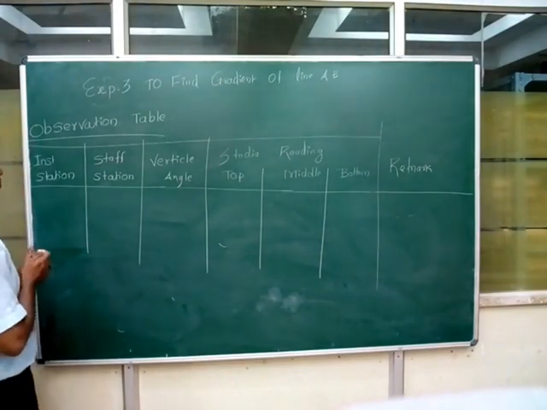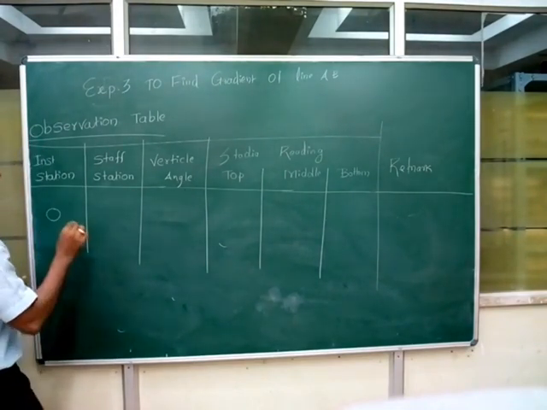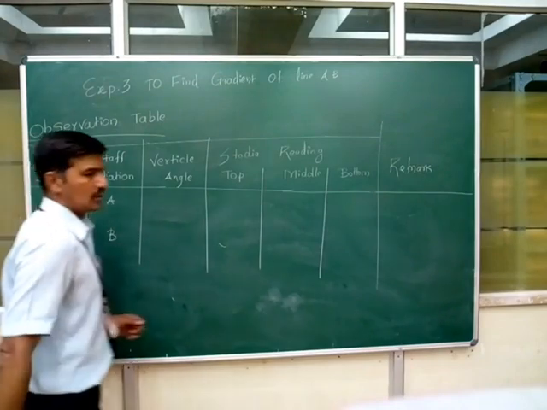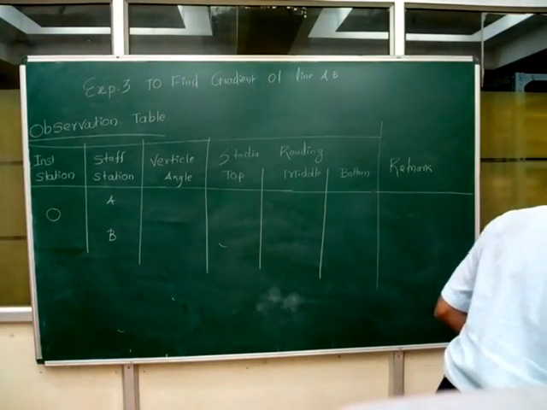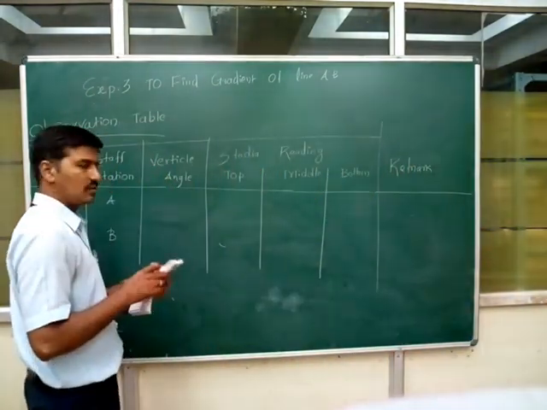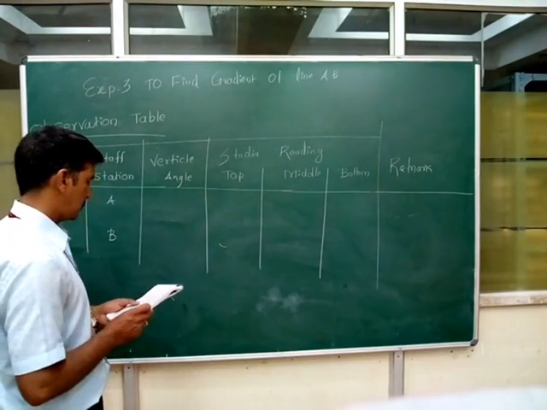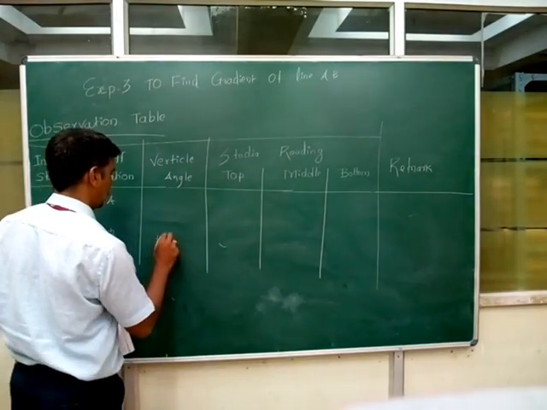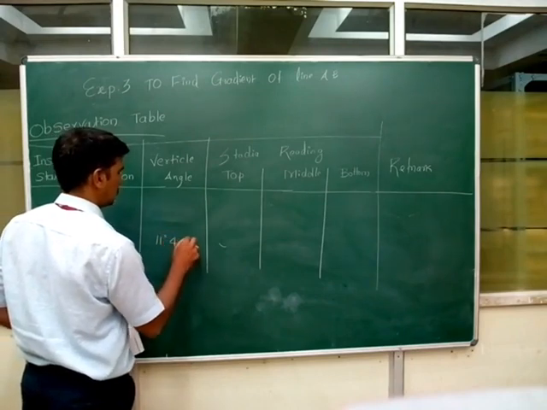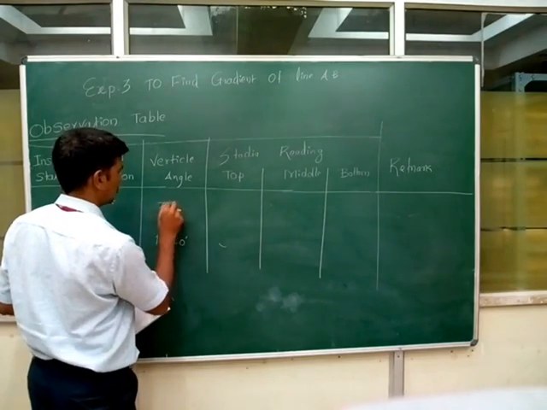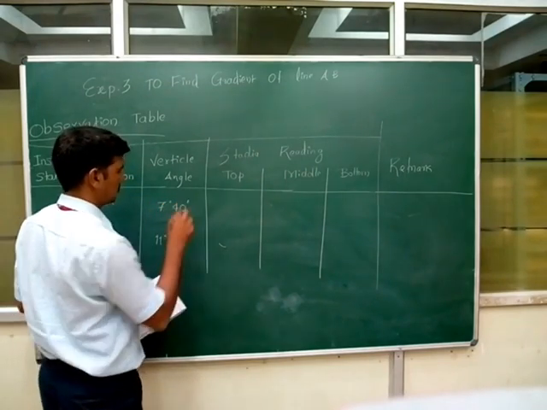In the observation table, the instrument station is O. The staff stations are 2 points, point A and point B. The vertical angle we have noted down for 2 readings. I am considering the vertical angle from the observation station, which is 11 degrees 40 minutes and 7 degrees 40 minutes.